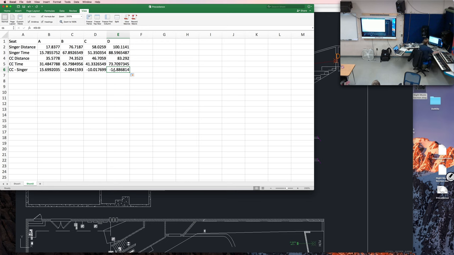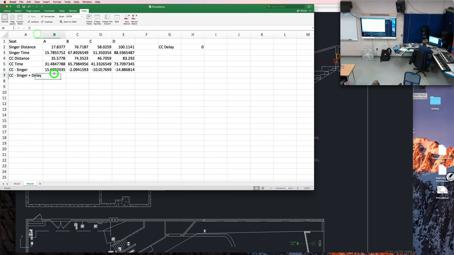So we see that, and we say, okay, now I want to add some delay to my center cluster in order to sort this out, to fix this. So I'm going to make another little cell here, and this will be center cluster minus singer plus the delay that I'm adding to the cluster, and that should sort it out. So I'll say this equals center cluster time minus singer time plus that.